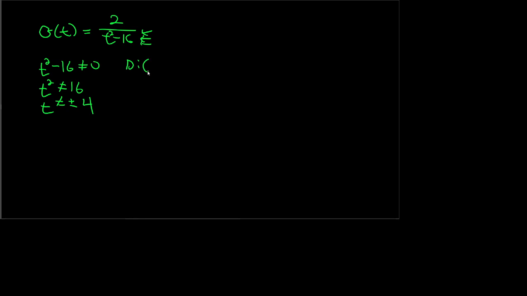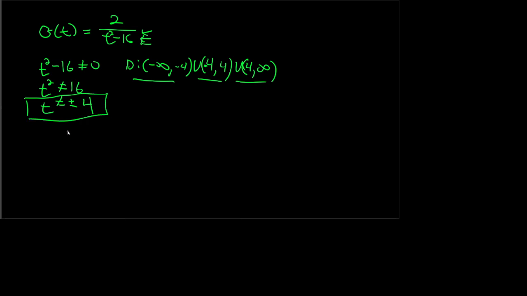So my domain goes from negative infinity to negative 4. Then it goes from negative 4 to positive 4. Then from positive 4 to infinity. And so we have a domain that has 3 distinct sections in it. It has the section from negative infinity to negative 4, the section from negative 4 to 4, and then the section from 4 to infinity. All in all, we say that t cannot be plus or minus 4. Here is the union of all other numbers that come from it.